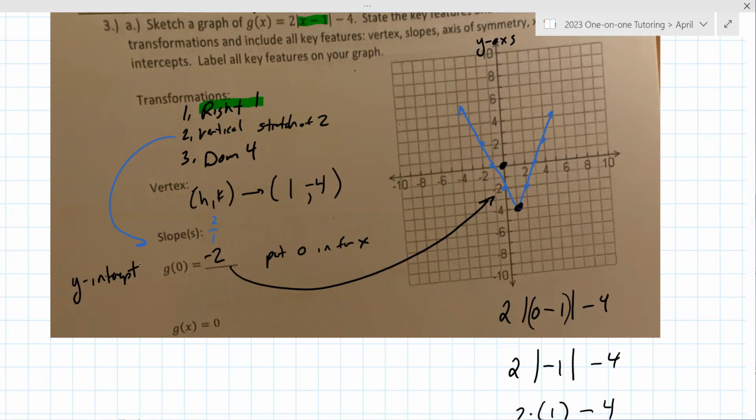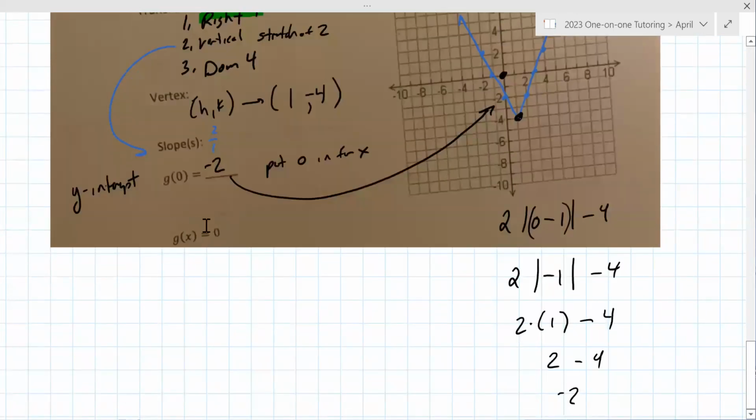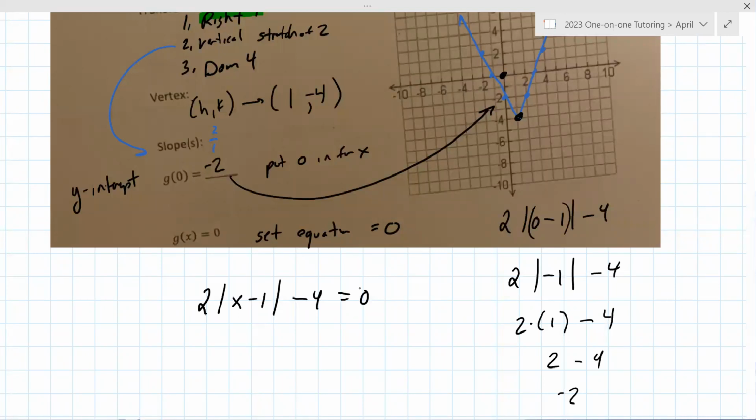And some of the questions you were asking me about when we were simplifying, they do apply to this next part. This next part means to set the equation equal to 0. Set 2 absolute value x minus 1 minus 4 equal to 0. Okay, there's actually two answers. So let's go through this together. You're going to add 4 to both sides because there's an equal sign.